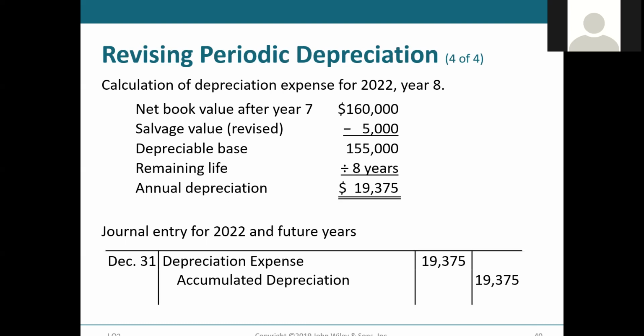And there's your journal entry for the next 8 years. You're going to debit depreciation expense and credit accumulated depreciation.